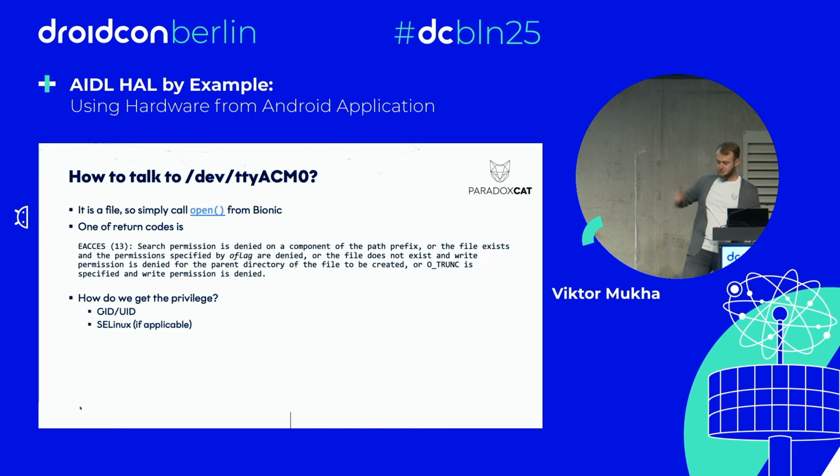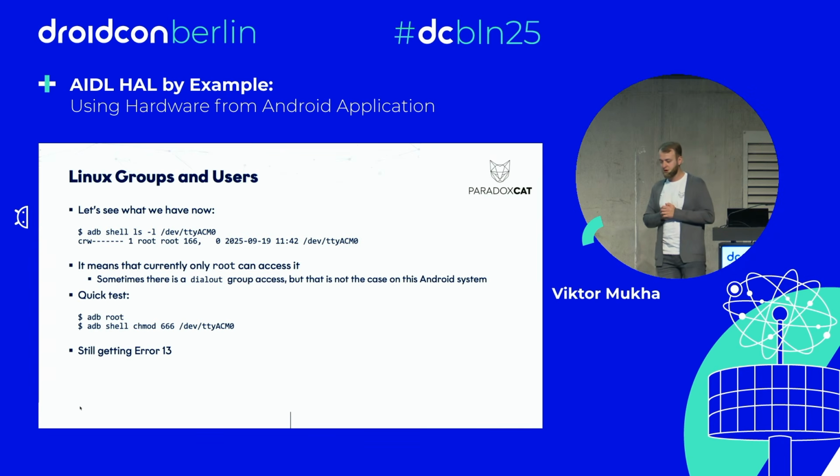And there's a lot of reasons you could be getting that. So how do we get the privilege? One thing which is important to remember is that Android is not only C Linux, it's also normal Linux with groups and users. So the first thing we have to do is to check, does a user from an application have access to the device? And in fact, if we go to this device in ADB shell and look at it, you can see that only root has access for reading and writing to this entry.